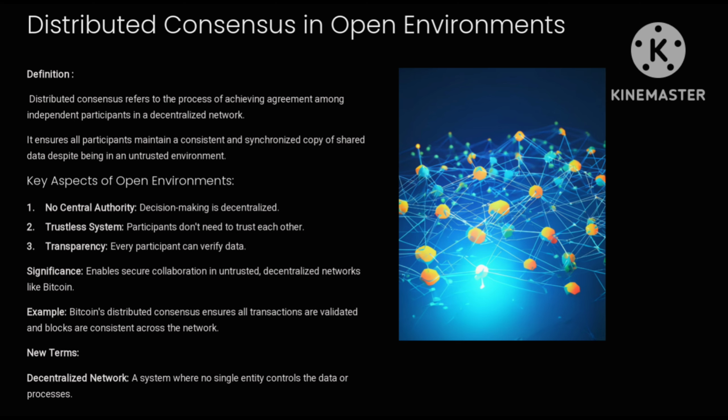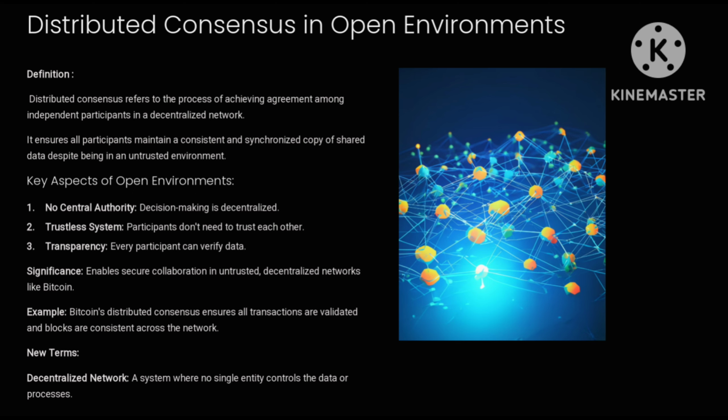Introduction. To start, let's talk about what distributed consensus means and why it's so important in blockchain systems like Bitcoin. At its core, distributed consensus is about reaching agreement among independent participants in a decentralized system. The key challenge is that these participants may not trust each other. 1. In a decentralized network, no single authority controls the system, making it essential to have a robust mechanism to ensure everyone agrees on the same state of data.